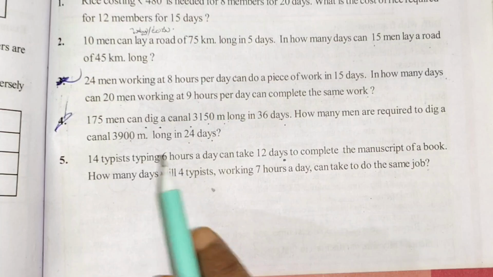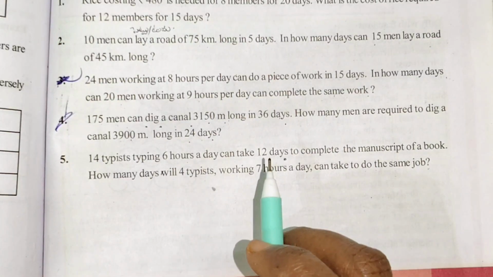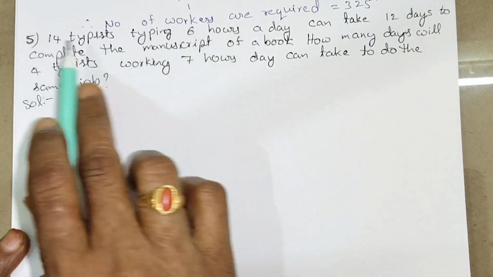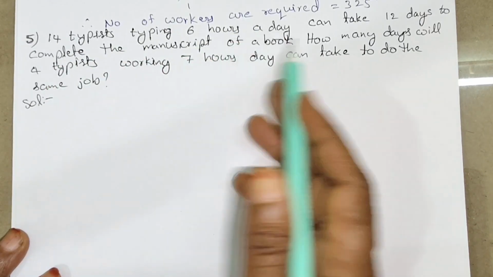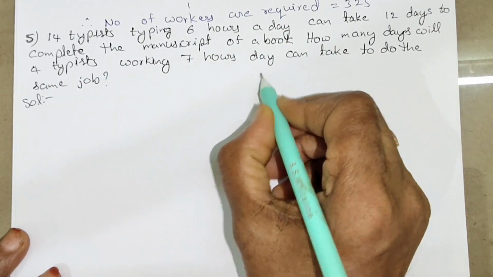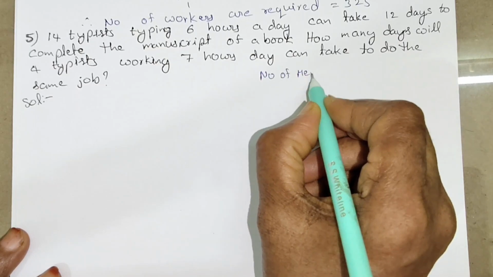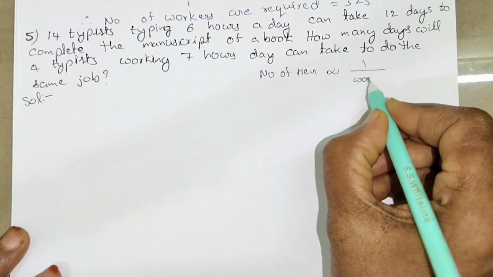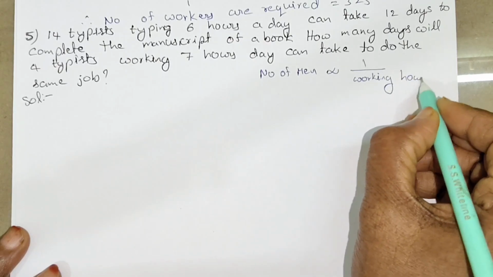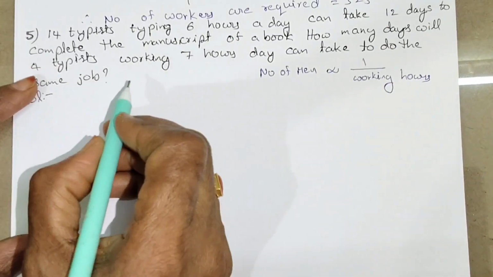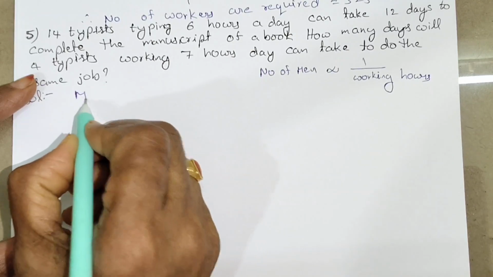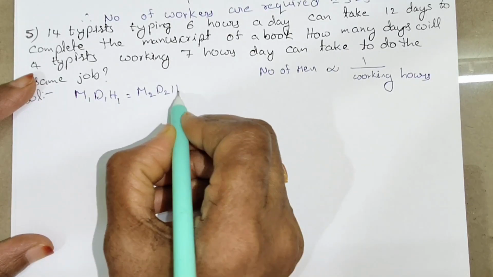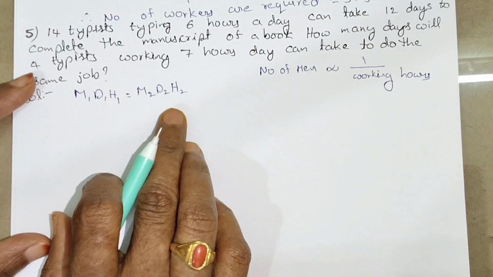Here men and working hours are both inverse proportion. Here 14 typists typing 6 hours. Here the number of men and hours, these two are inverse proportion. So the number of men is inverse proportion to working hours. So that's why we take the compound proportion ratio: M1 D1 H1 is equal to M2 D2 H2. So this is the compound ratio.